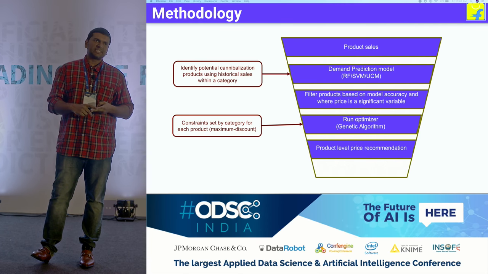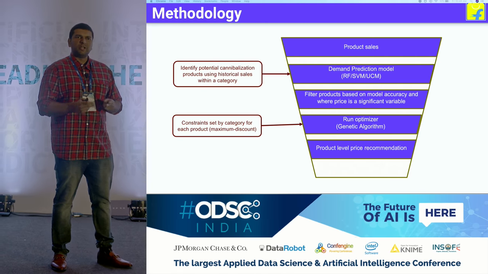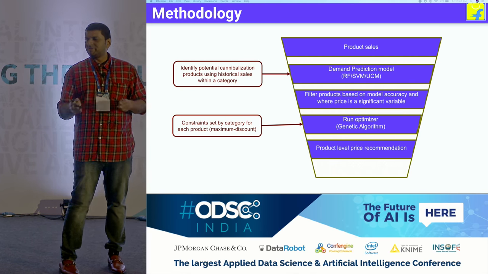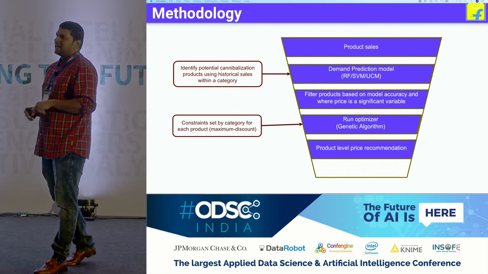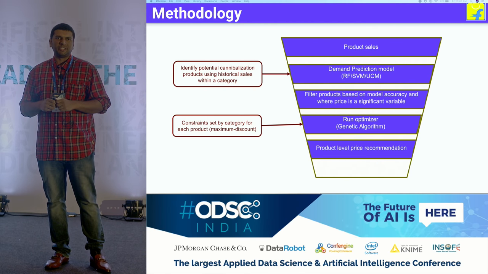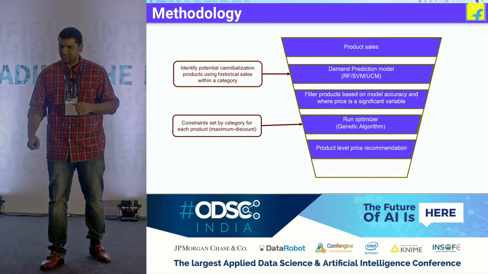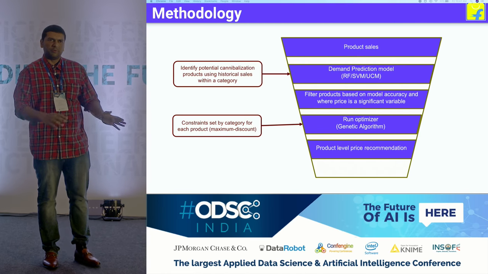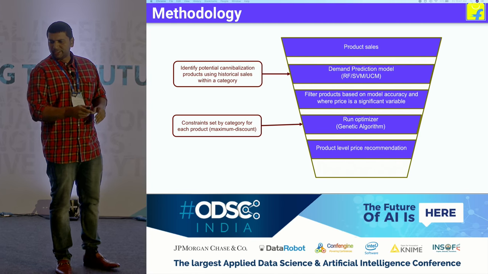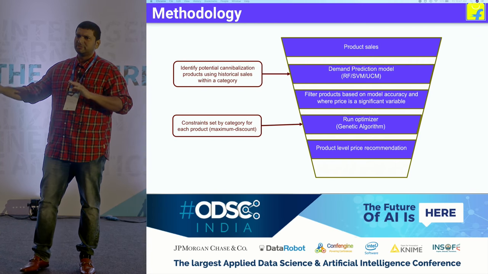There is demand stochasticity, there is model error, which you'll have to account for as part of your genetic algorithm itself. And this process is called stochastic optimization. So that is kind of the next step that we do along with the genetic algorithm. So we factor that as part of the fitness function as well. And finally, we spit out a whole bunch of product recommendations.